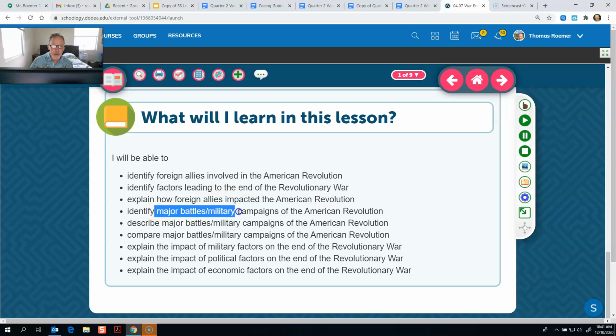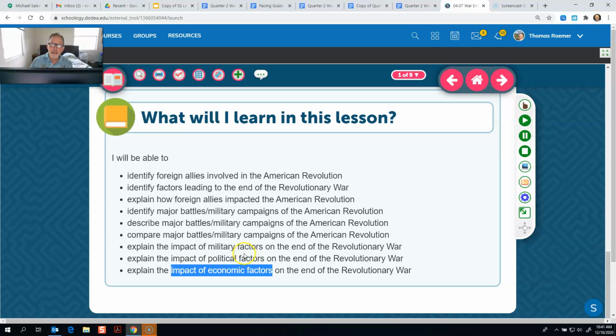Okay, identify some major battles and campaigns of the Revolutionary War. Okay, major battles and campaigns again right here. So we have identify and describe. So slightly different. You can name them, but then you tell what happened at them as well. So a little bit different when you're talking about describe. And then also compare the major battles and campaigns. Okay, so we have identify, describe, compare, and then explain the impact of military factors on the end of the Revolutionary War. Here's another one, the impact of political factors, and then the impact of economic factors.